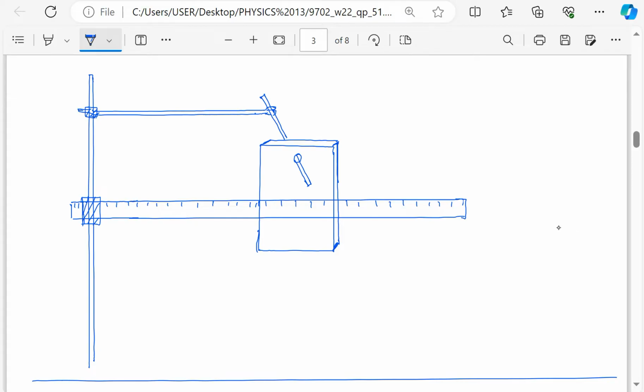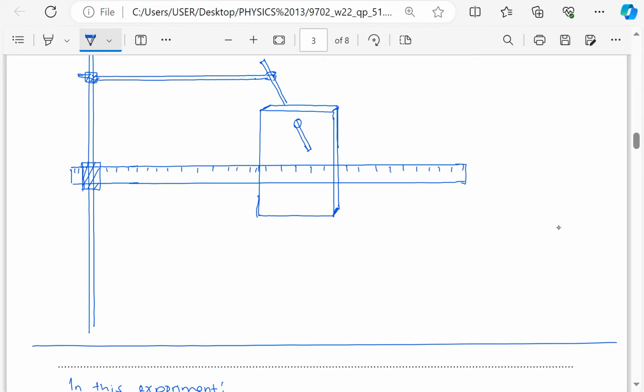Okay, so you are going to draw a better diagram, I don't mind, but I'm trying to give you a picture of something I expect a student to draw. Okay, so for safety, at the bottom here, I'm going to put a sand tray. So I'll put a sand tray somewhere here.